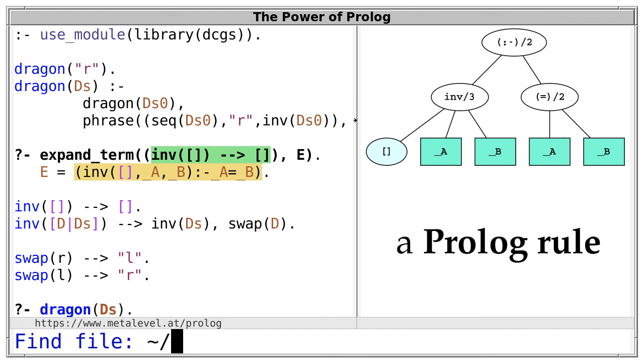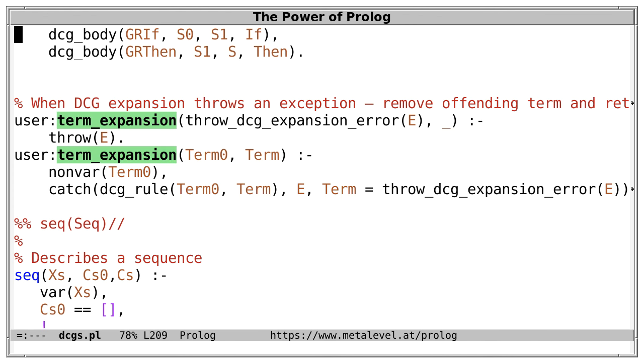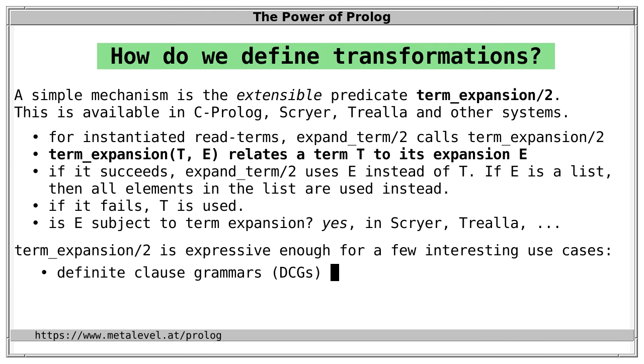Why? Well, let's look at the DCGs library. This library contains term expansion rules, and it defines them in the scope of the module user. And they therefore apply not only locally here in the DCGs module, but for all programs that use the library. So this mechanism, term expansion, is expressive enough to implement DCGs. That's not the only way to implement DCGs, but it's quite convenient. And this was also one of the first motivations for such a mechanism. And it can do much more.